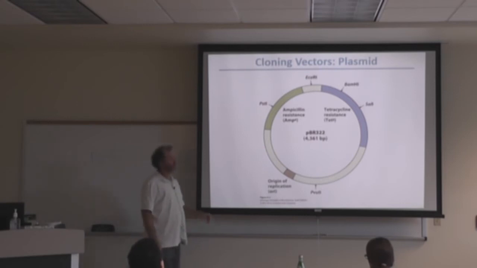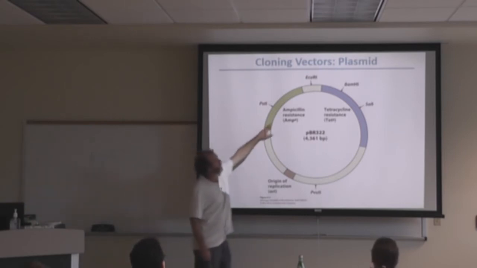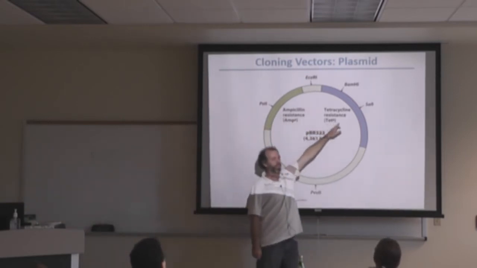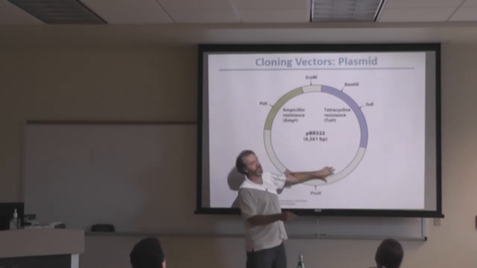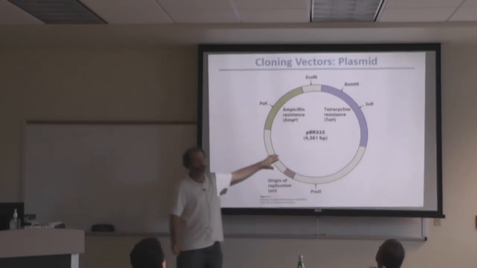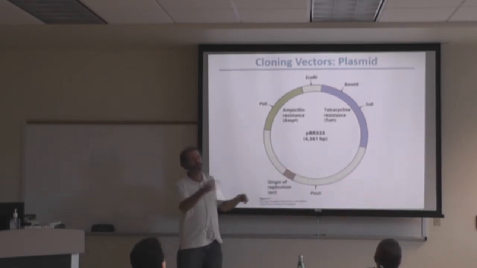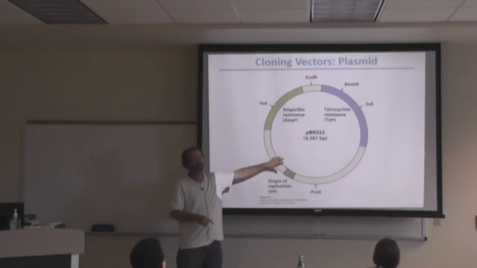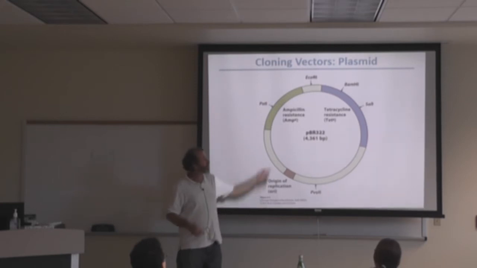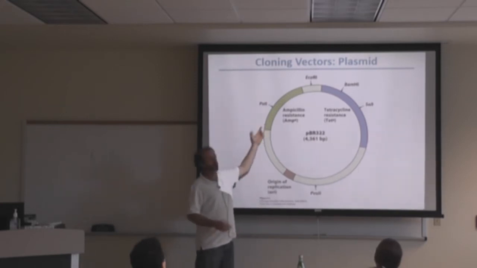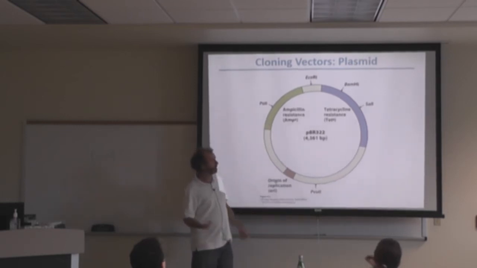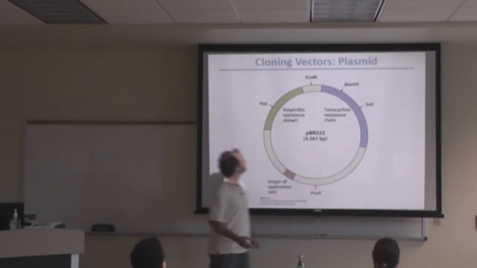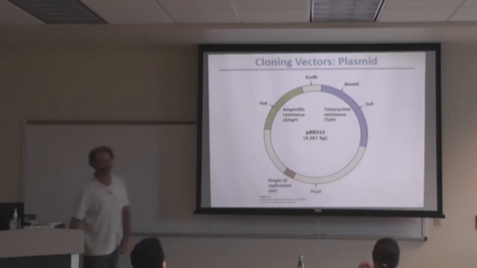So, antibiotic resistance genes. You insert genes that cause the bacteria that have the plasmid to be resistant to certain antibiotics, and that'll allow you to select for the bacteria that have that. If you grow it on media that contains ampicillin, the only bacteria that should grow are the ones with the ampicillin resistance gene. Likewise, tetracycline also.